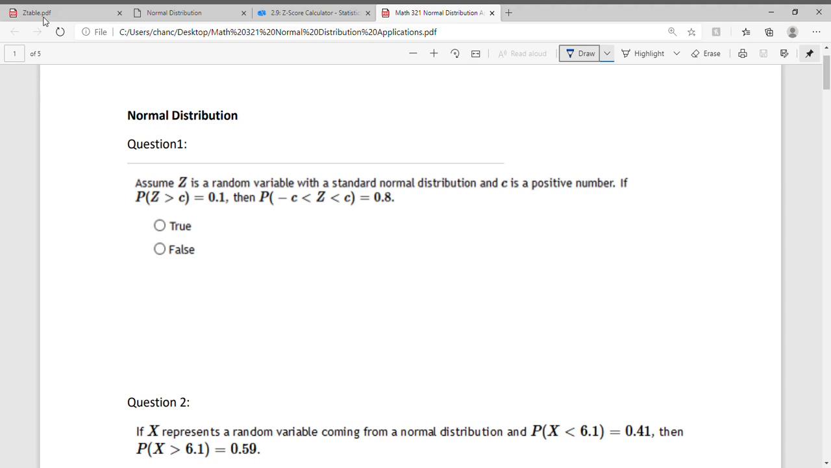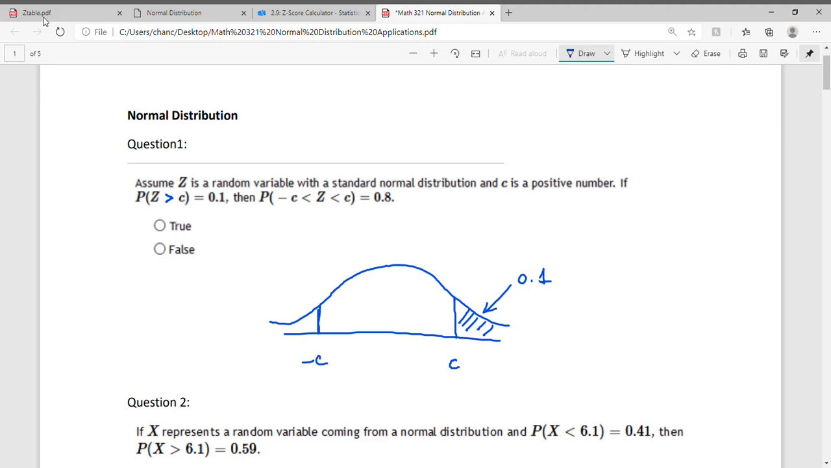To answer this question, let's draw a picture. Now I'm going to draw the normal distribution. It has a nice bell curve shape. And we know that if we have some letter C here, the area to the right is equivalent to 0.1. Now, if the area to the right of C is 0.1, that means the area to the left of negative C must also be 0.1.